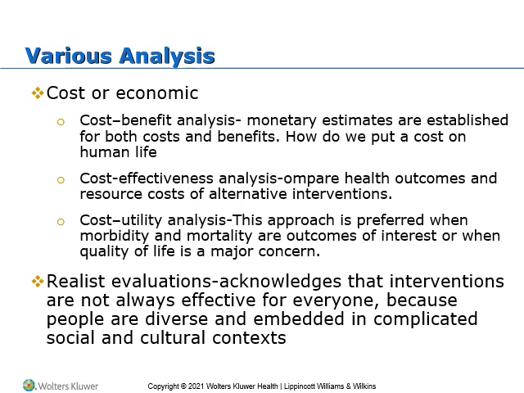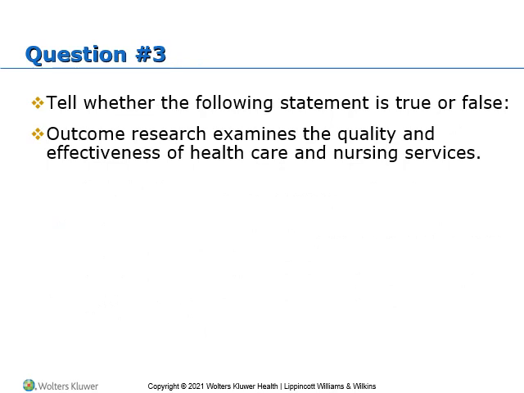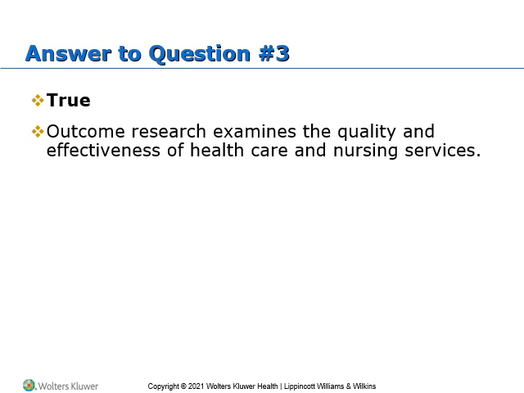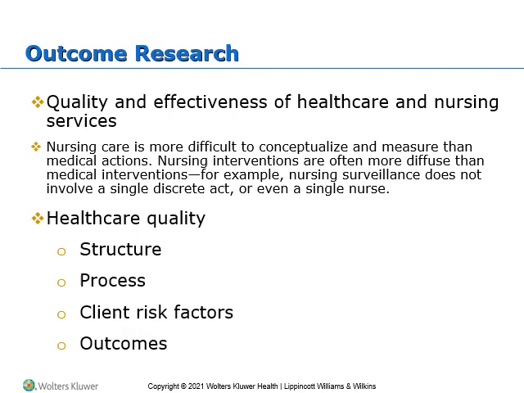So when we look at our studies, one of the things that you typically see in a study is a question about social and cultural backgrounds. Outcome research examines the quality and effectiveness of healthcare and nursing services. This is absolutely true. And one of the things that we struggle with in nursing research is that it's really hard to pinpoint one thing a nurse does to impact a patient positively.